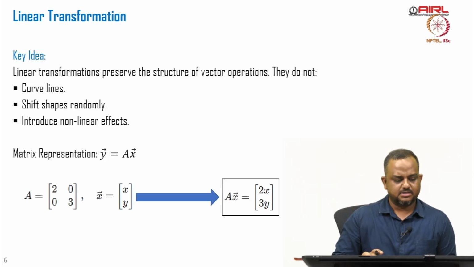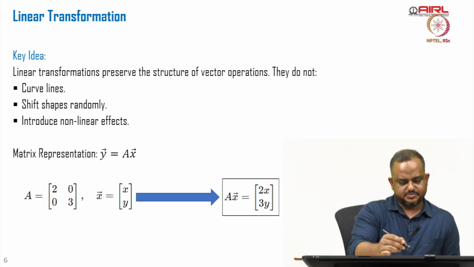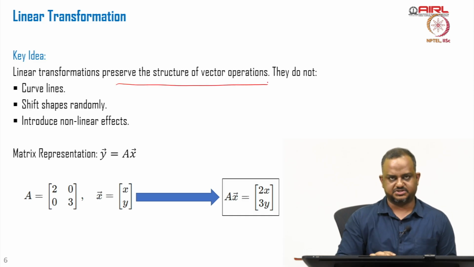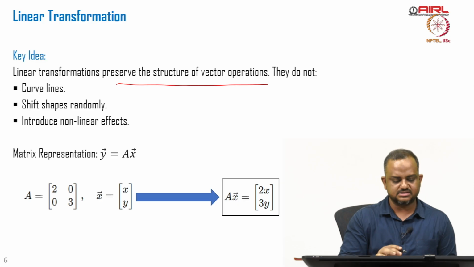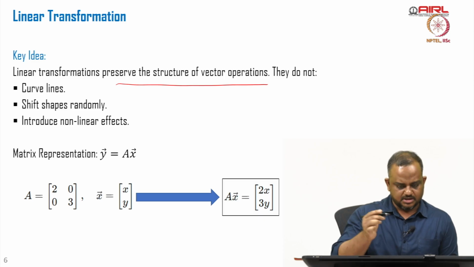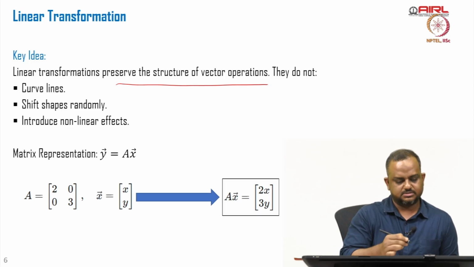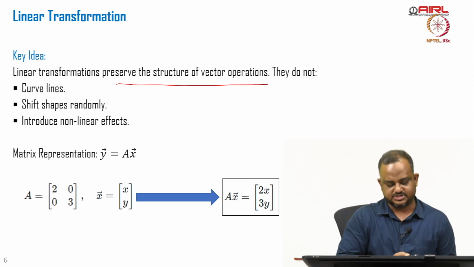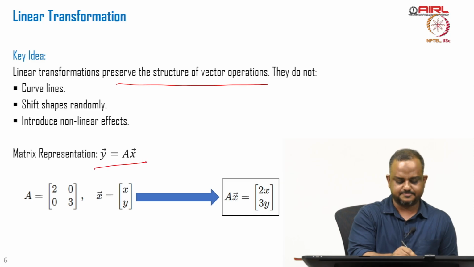Okay. What is the key idea? The linear transformations preserve the structure of the vector operations. So that is very important. It means that the shape and the size will not change. There will not be any nonlinear effects introduced into the system. When we talk about the linear transformation in a matrix representation, it can be represented as this.